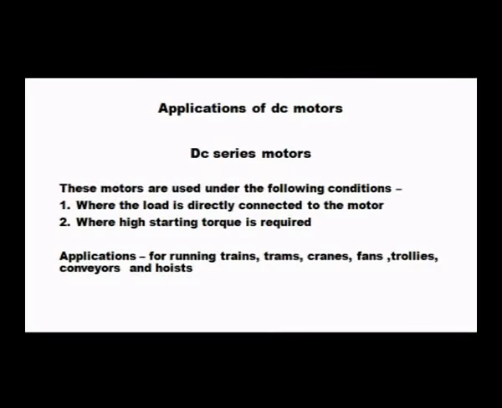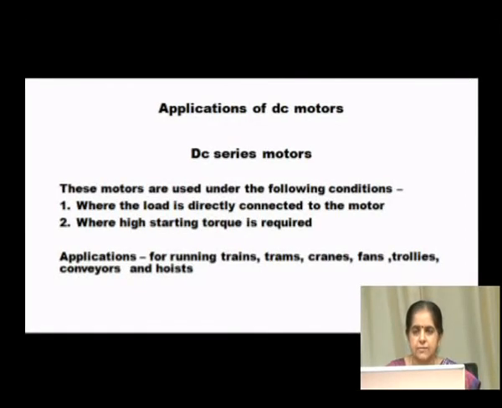First let us look at the DC series motor. What is a DC series motor? A motor in which the series field winding is in series with the armature conductors. Therefore it is known as a DC series motor. Since the series field winding is in series with the armature, the same current will be carried by the field winding as well as the armature. Therefore in this case the current flowing in the field winding is very high. Therefore these motors are used under the following conditions.